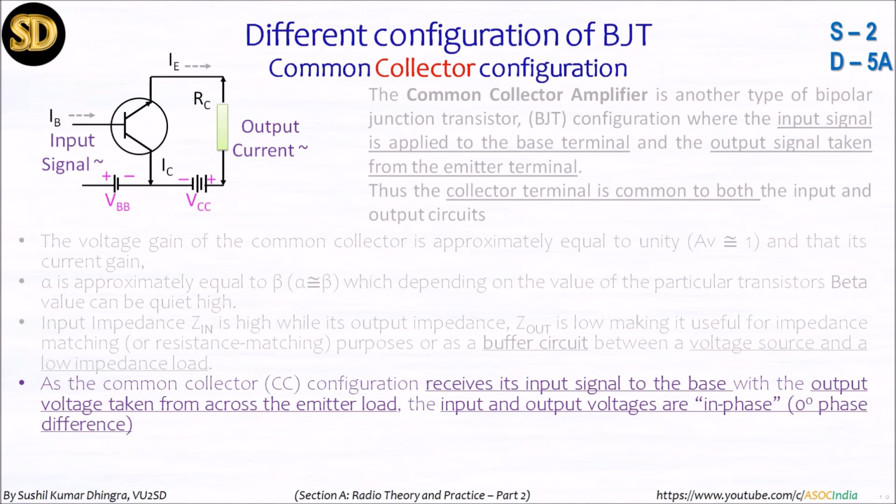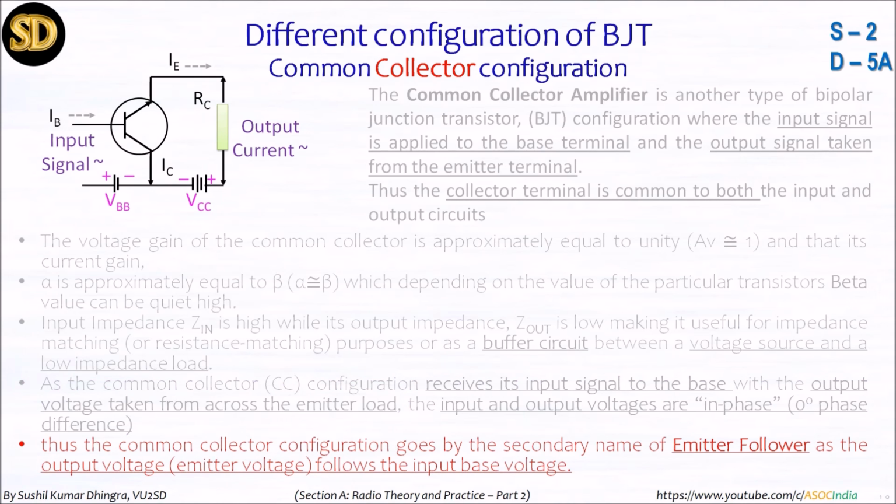CC configuration is common collector configuration, and because it gives in-phase output, where input and output are the same, it has unique uses. Thus a common collector configuration has the secondary name emitter follower, because whatever wave signal is coming at the base, the same one goes out at the emitter. That is the reason it is called emitter follower. Going into more detail on the emitter follower.